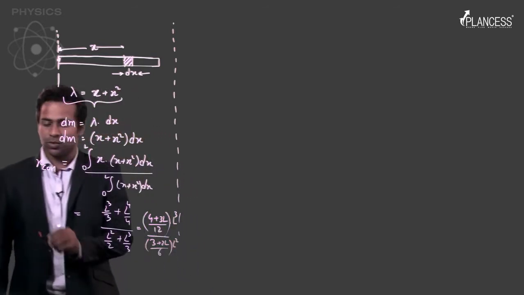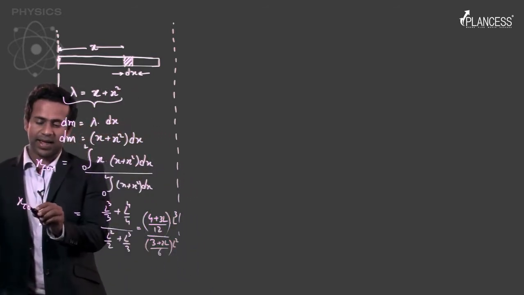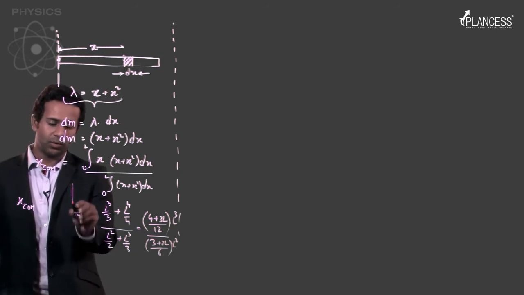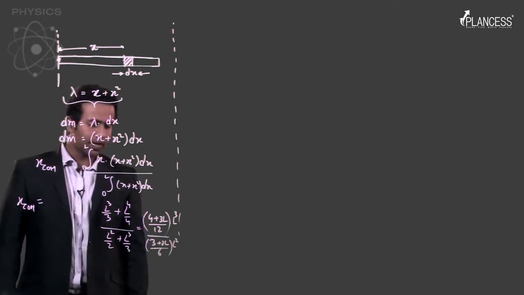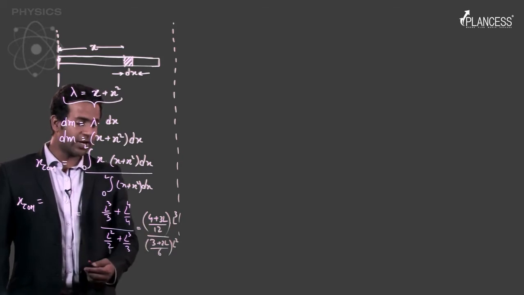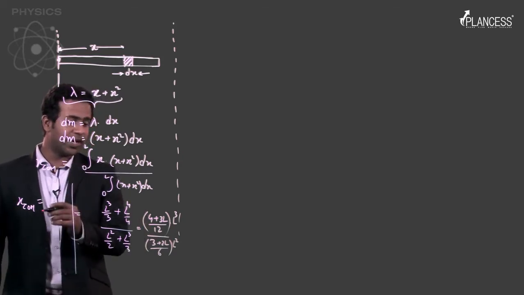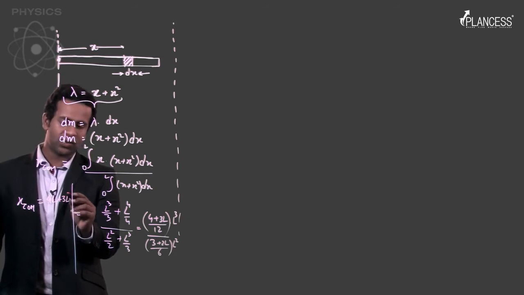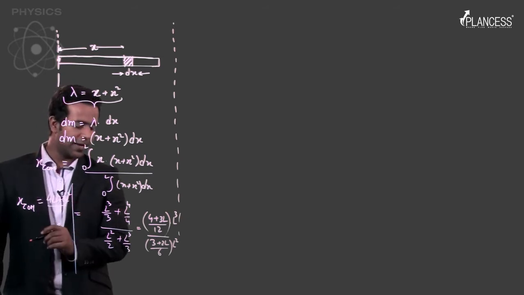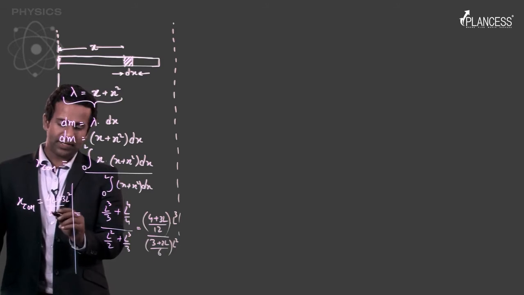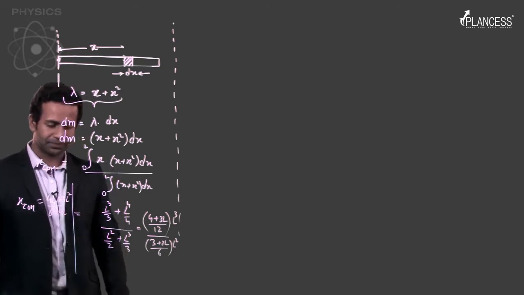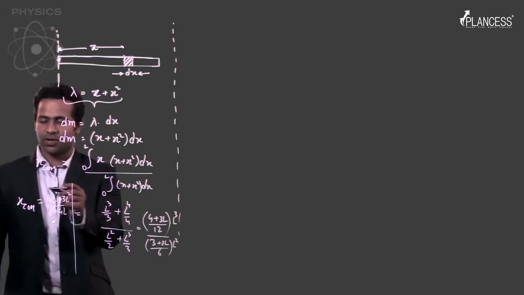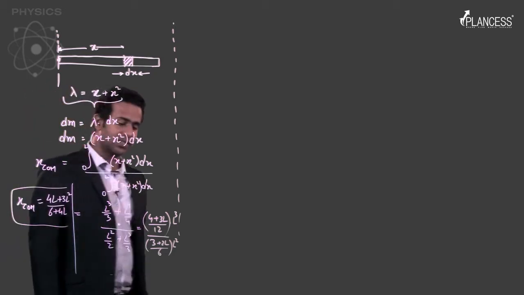So this gives you the final answer that x COM is equal to, you'll be left with 2 in the denominator and L in the numerator. So it is (4L plus 3L square) divided by (6 plus 4L). Right, so this is the coordinate for the center of mass.